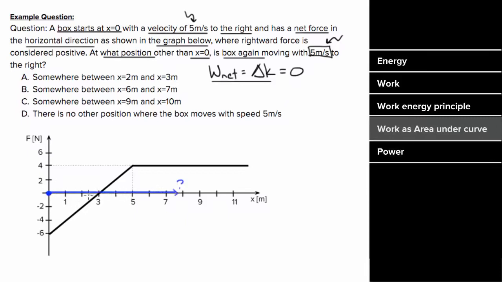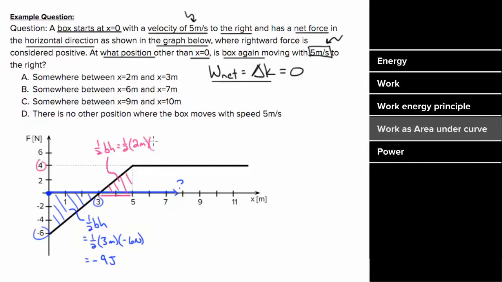Between 0 and 3 meters, the work done is going to be negative. And the area of this triangle is going to be 1/2 the base times the height, which is 1/2 times 3 meters times negative 6 newtons, which is negative 9 joules of work done. And the area under this triangle between 3 and 5 meters would again be 1/2 base times height, which is 1/2 times 2 meters times a height of 4 newtons, which is positive 4 joules of work done.